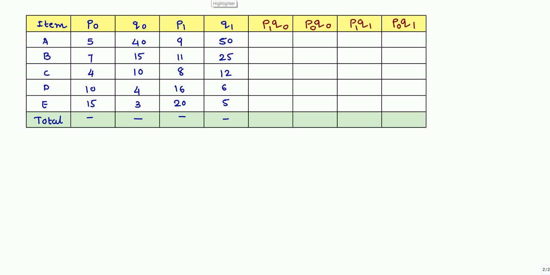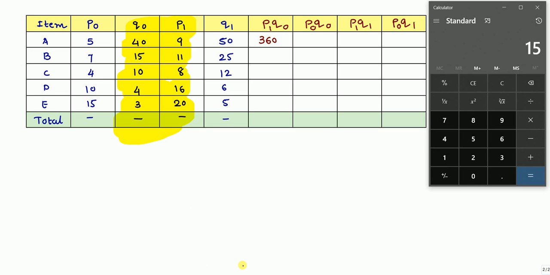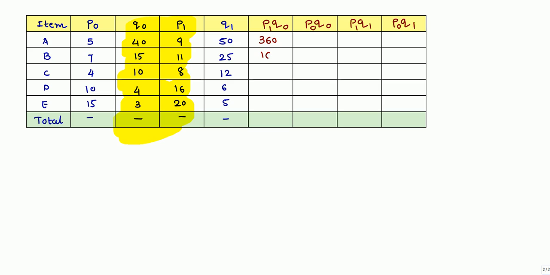Let's do P1 Q0. This is P1 and this is Q0. Multiply these two columns. 40 into 9 is 360. 15 into 11 gives us 165. 10 into 8 is 80, 16 fours are 64, and 3 twenties are 60.